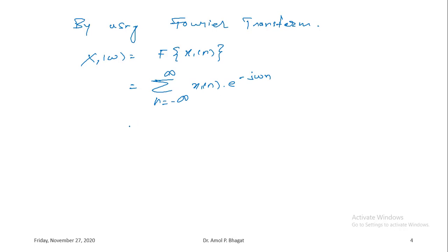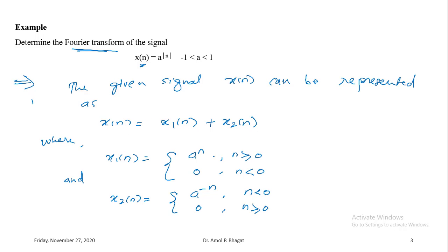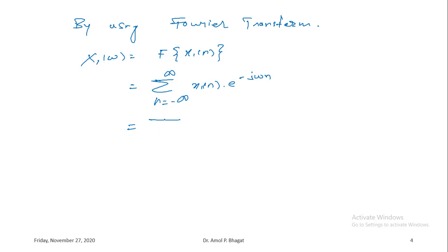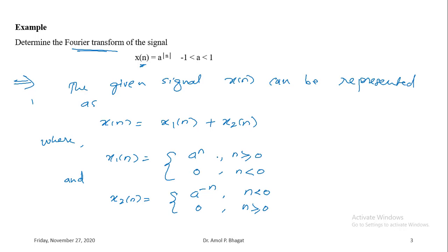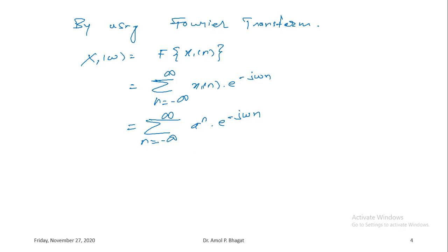So x1 of n, we have taken it as a to the power n, right? So summation n equals minus infinity to infinity, it will be a to the power n into e to the power minus j omega n, correct? So as per these limits on n, a to the power n exists only for n greater than or equal to 0, otherwise it is 0, right? So we can modify these limits, because for negative values of n this value is 0. Instead of minus infinity to infinity, we should take it as 0 to infinity, okay? So it should be 0 to infinity.